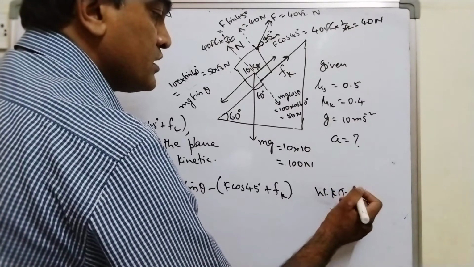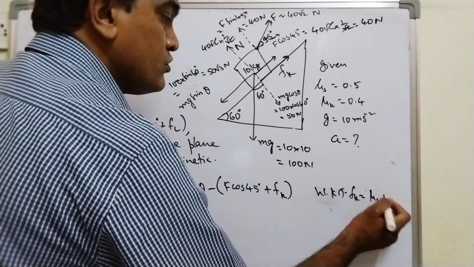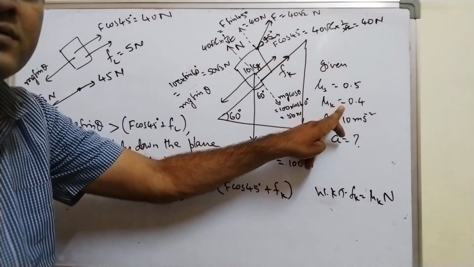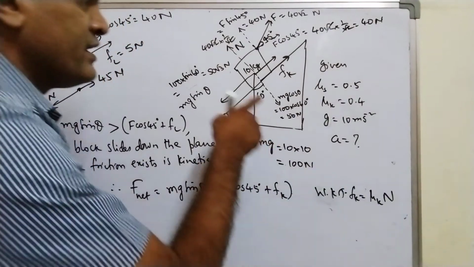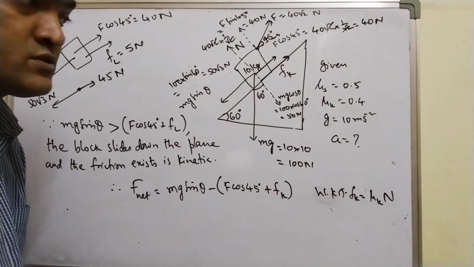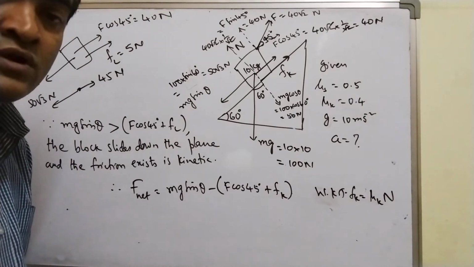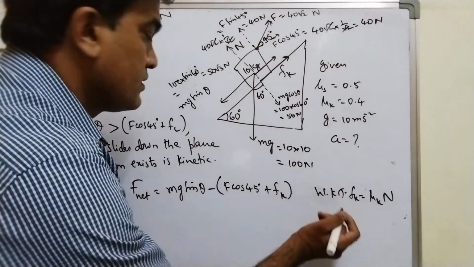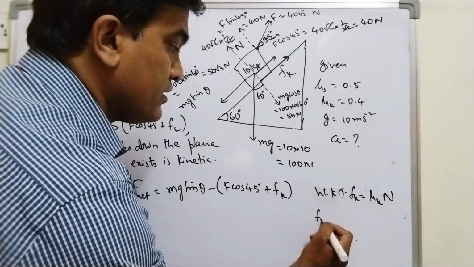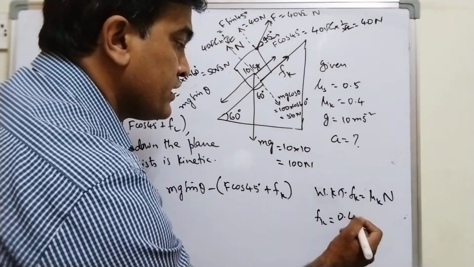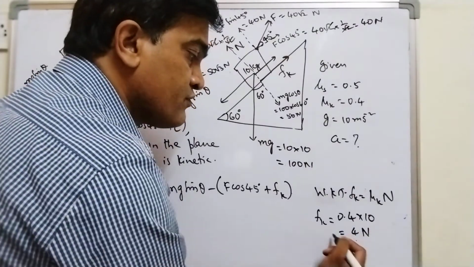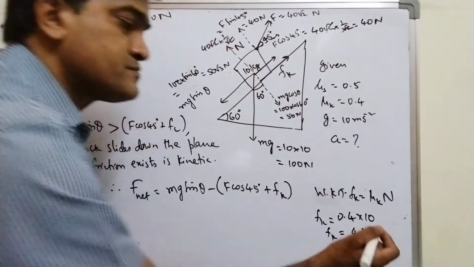We know that Fk is equal to mu k into N. Mu k value also has been given, 0.4. Normal force: what is the value of normal force we got? I think 10 Newton, is it not? Do you remember? We got the value of normal force as 10 Newton. So Fk is equal to 0.4 into 10. Now the kinetic frictional force I am getting is 4 Newton.